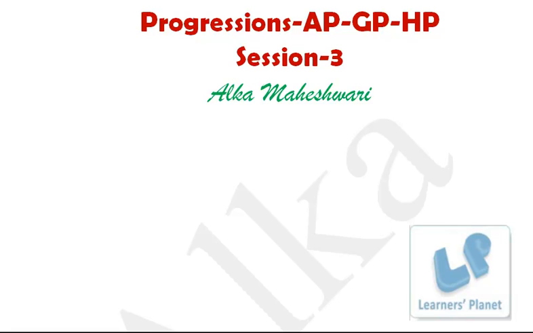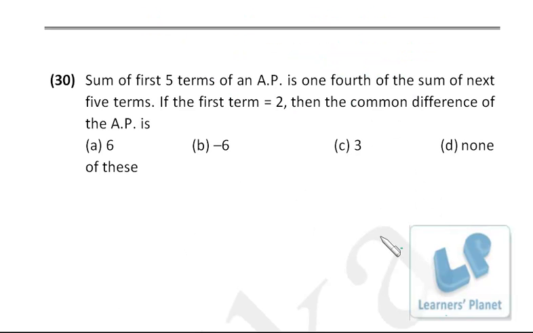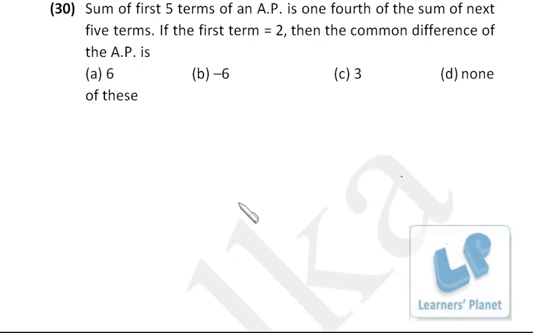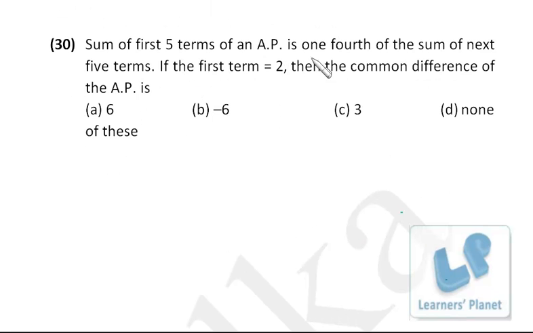So let's get ready. Just have your paper and pen with you and start solving the problems right with me. Okay. Now let's see this problem. Sum of first 5 terms of an AP is 1/4 of the sum of next 5 terms. If the first term is 2, then the common difference is.